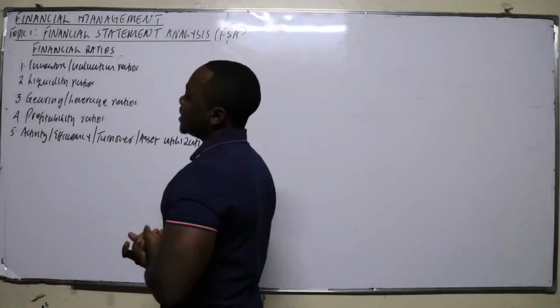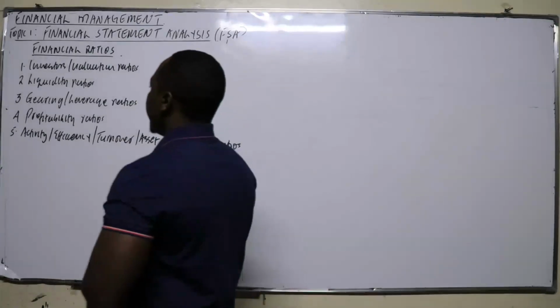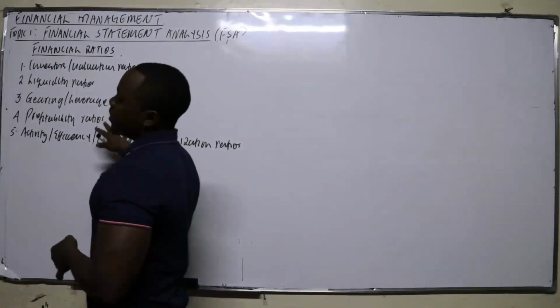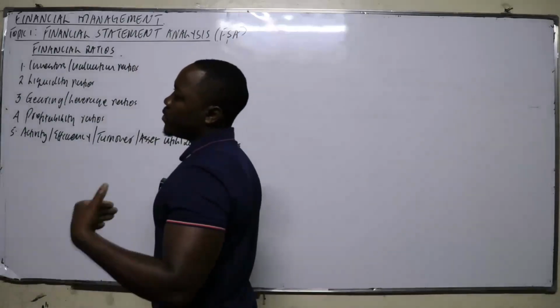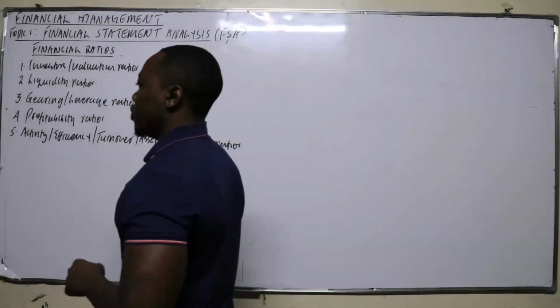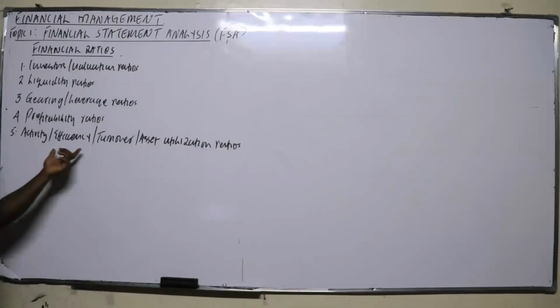Then we have the profitability ratio, you know what profit is. And then we have activity, or efficiency, or turnover ratios. These are the ratios used to determine how well the company utilizes the available assets. So it's all about measuring efficiency: how does the company utilize its assets?